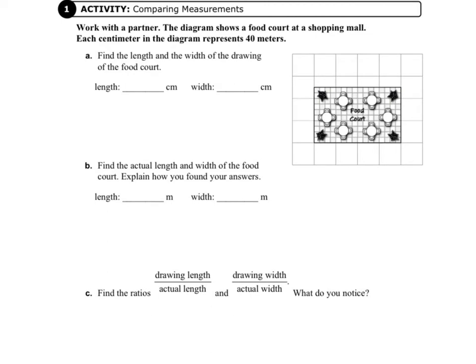Today we're going to be starting on page 161 in your Record and Practice Journal. Activity 1, Comparing Measurements. The diagram shows a food court at a shopping mall. Each centimeter in the diagram represents 40 meters. Find the length and width of the drawing of the food court.